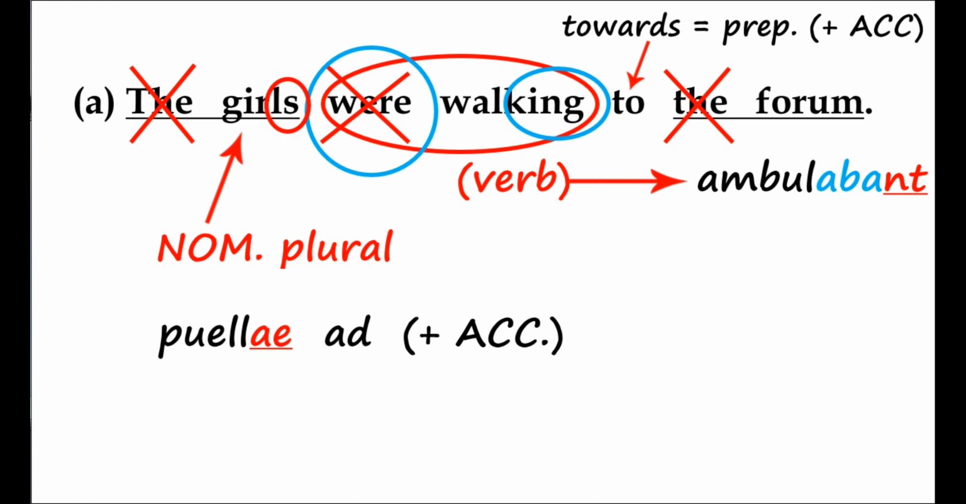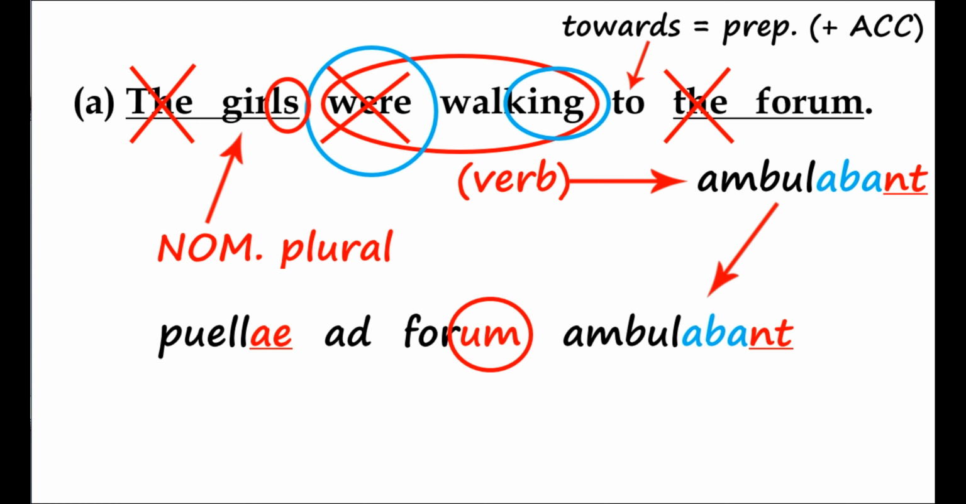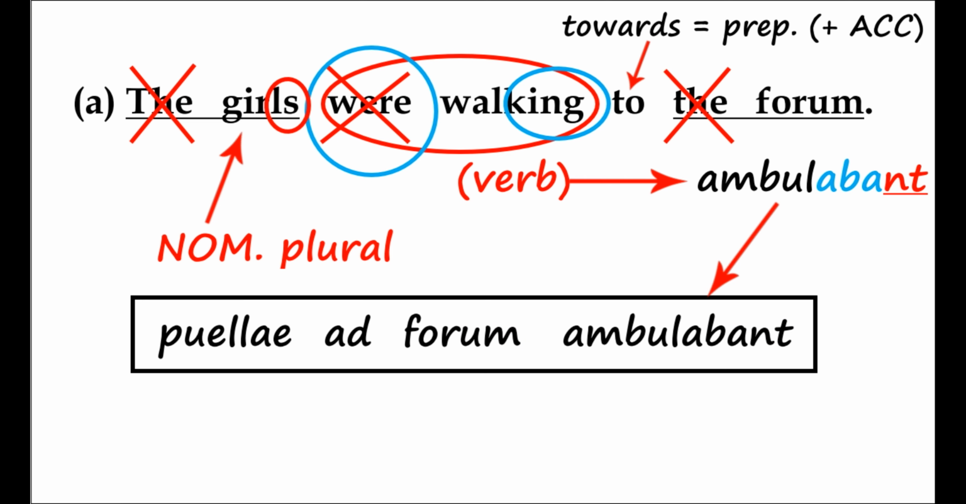So if it takes the accusative, what's the accusative of forum? Forum is neuter. It's got a um on the end of it, it's neuter. Do you remember that neuter nouns look the same in the nominative and the accusative? So it's going to be forum. And there you've got your answer. So there's the first one done for you. Puellae ad forum ambulabant. That's nice and straightforward. Let's have a look at the next one.